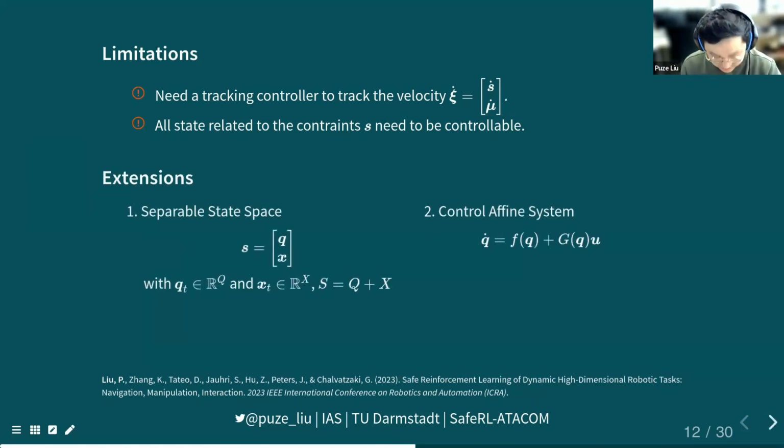So instead, we propose some extensions to our original approach, with some assumptions. The first assumption is that we have a separable state space. Basically, Q is the controllable state space and X is not controllable. Q can be, for example, joint configurations, and X can be the positions of obstacles. The second assumption is a control affine system, which is common in robotics research. So your state has dynamics Q dot equals F(Q) plus G(Q) times the control input U.